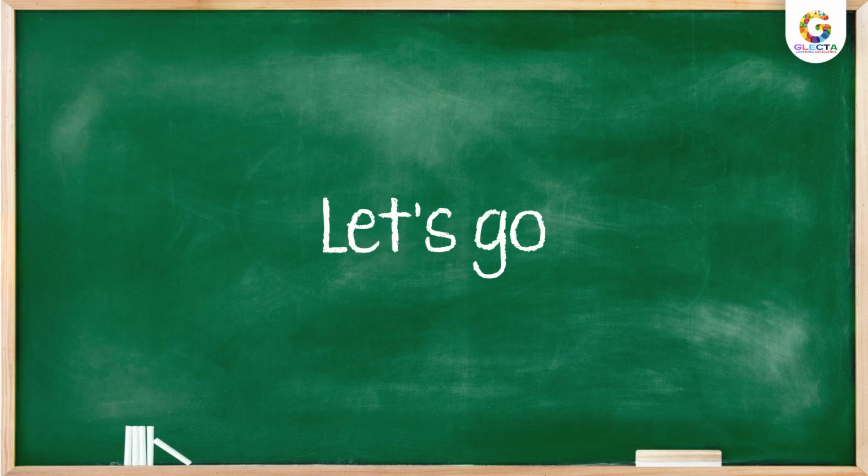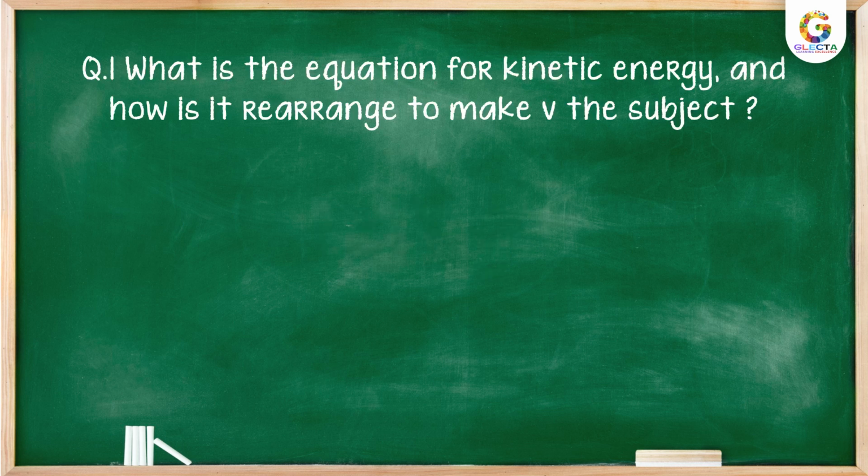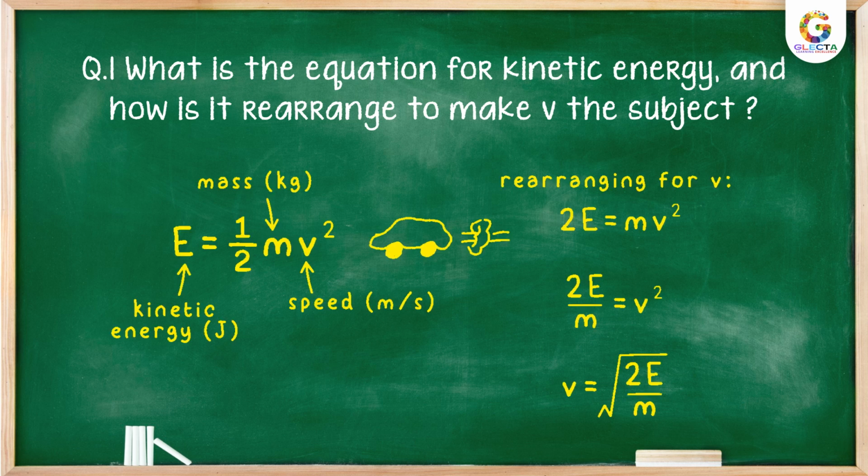Let's go. Question 1. What is the kinetic energy equation in simple form? Also, rearrange it to make v the subject. Even though you probably won't have to remember equations because they'll be in the formula sheet, people who remember the equations do better. The equation is E equals half mv squared. That's kinetic energy equals a half times mass in kilograms times speed squared in meters per second. Rearranged, v equals the square root of 2E divided by m.